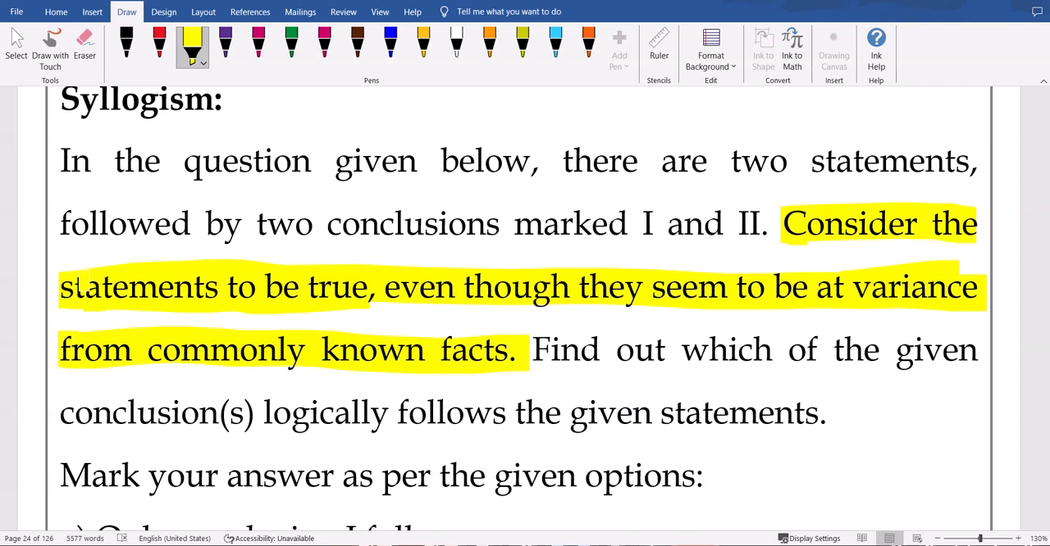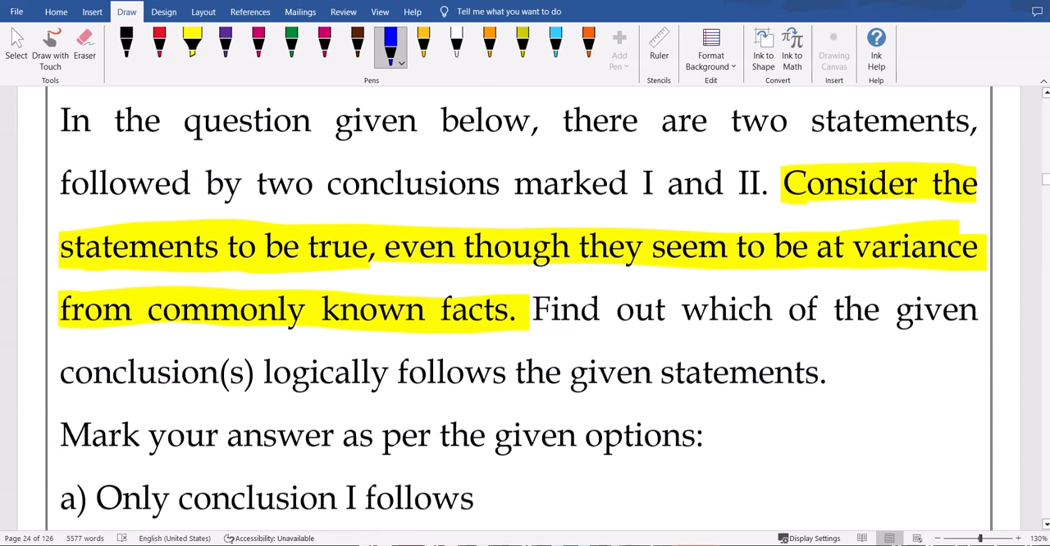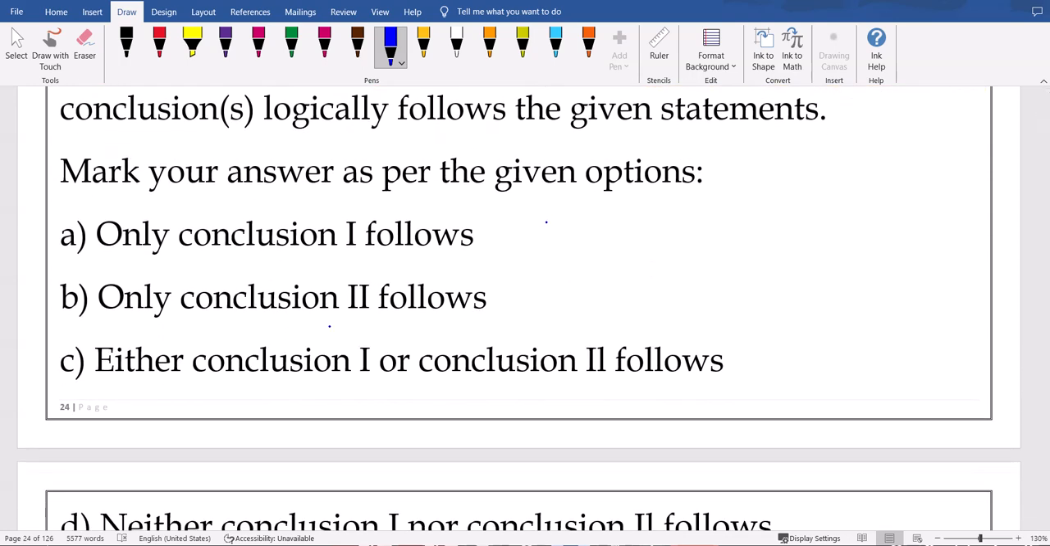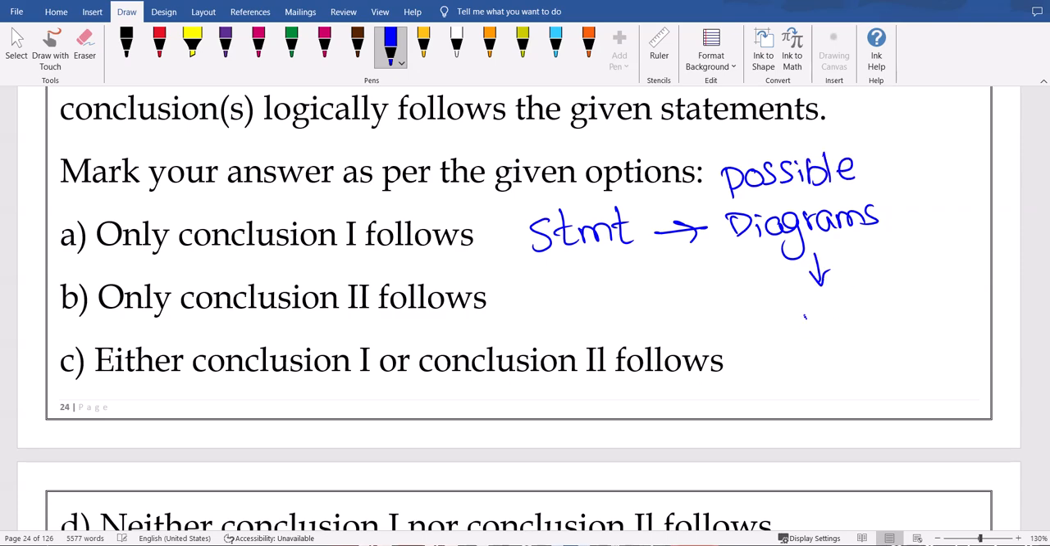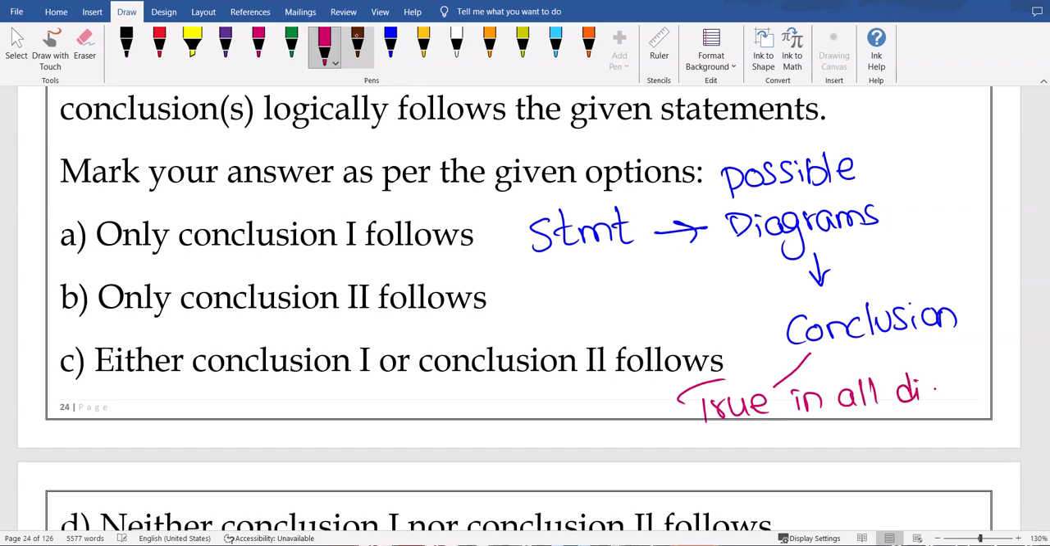The procedure, I hope everybody knows: first, for the given statements, we should draw the diagram. Whatever the statement given, draw the diagrams. Possible, not one diagram. Draw possible diagrams, whatever is there. Then using the diagrams, decide the conclusion. Your conclusion must be true in all cases, true in all diagrams. Conclusion means definitely true.